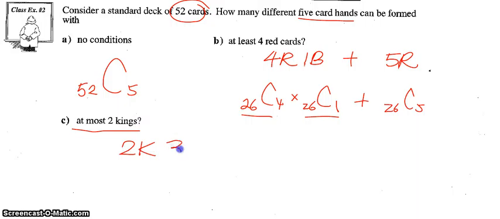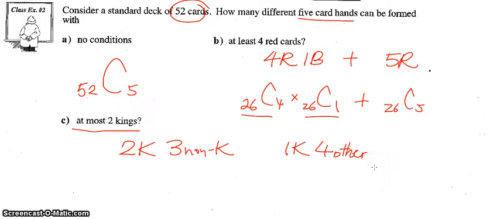And 3 others will be non-king, right? Non-king. You can have 1 king and then 4 others, right? 4 other non-kings, all right? And sometimes people will stop here, all right? At most 2 kings, so 2 kings and 1 king.